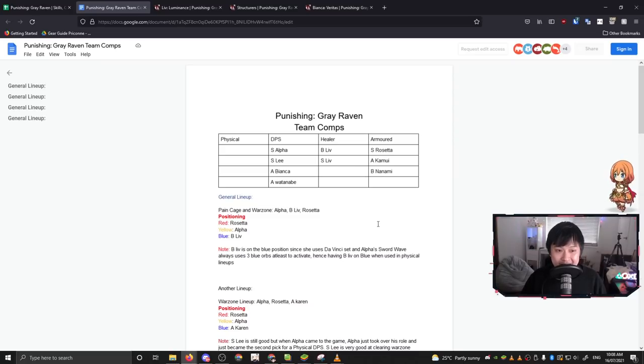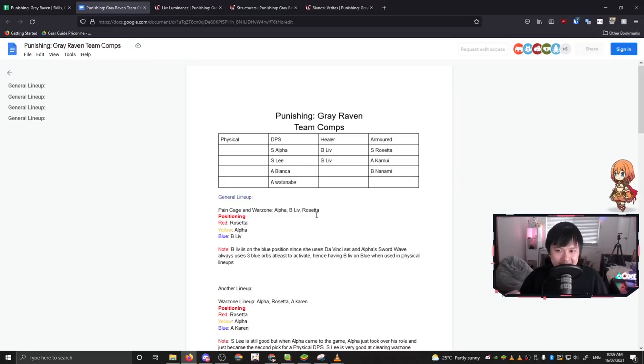And so what I'm going to say is that if you see them on this list, then they are safe to invest in. The key callouts here I want to mention are the B Liv, the S Liv, the B Nanami, and the A Kamui. And the reason I want to call them out is because you're going to get your B Liv from the very start. And so I just want to say that she is worth investing into because you will be using her, as you can see. We've got B Liv over here along with Alpha doing the physical stuff. On top of B Liv, you've got a whole bunch of other A and B units. And so that's just really good.